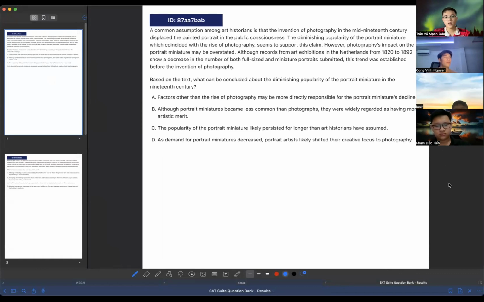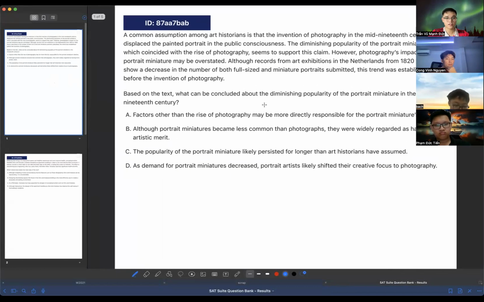Here, look, for example, we have this example question. You guys also read it with me, because I might or might not ask you about this. Firstly, we're going to have to read the question, the prompt. Based on the text, what can be concluded about the diminishing popularity of the portrait miniature in the 19th century? So this is about diminishing popularity. We have to find the clues about diminishing popularity, right?